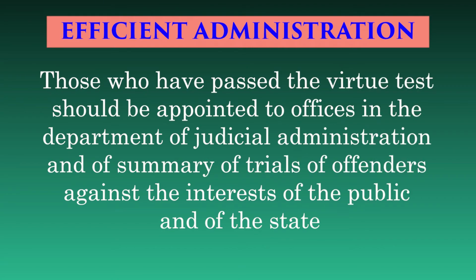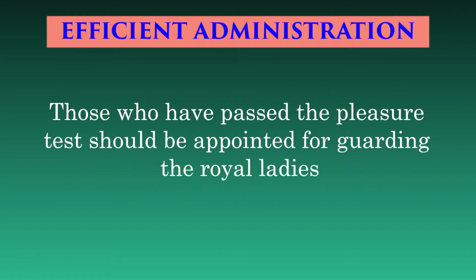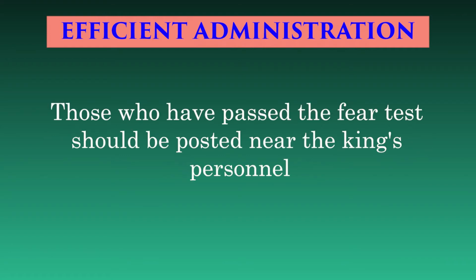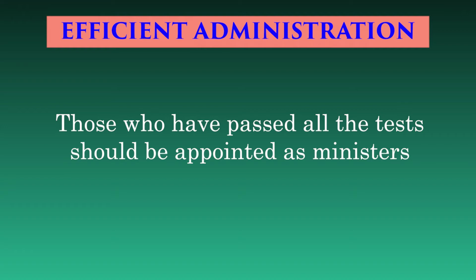Those who pass the test of virtue would be appointed to serve the judicial system. Those who pass the wealth test would be asked to govern the revenue department as well as financial administration. Those who pass the pleasure test would be in charge of guarding the royal ladies. Those who pass the fear test would be the bodyguards of the king. Those who pass all the 4 tests would be appointed as ministers. This is exceptionally brilliantly manifested in the Arthashastra.